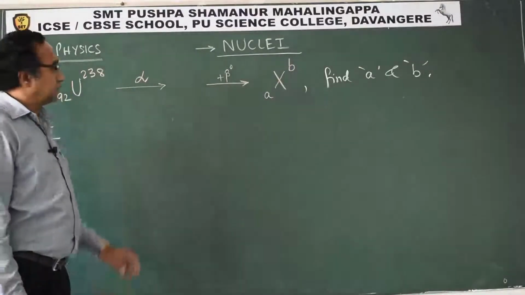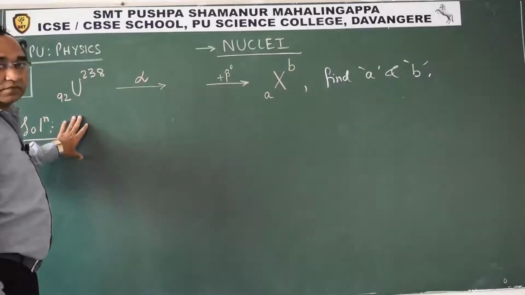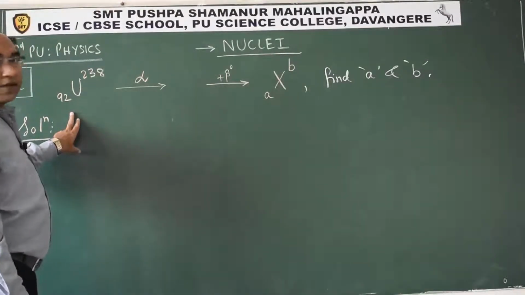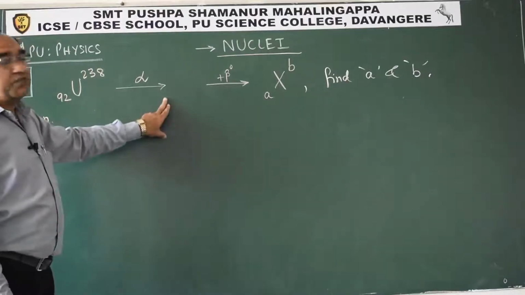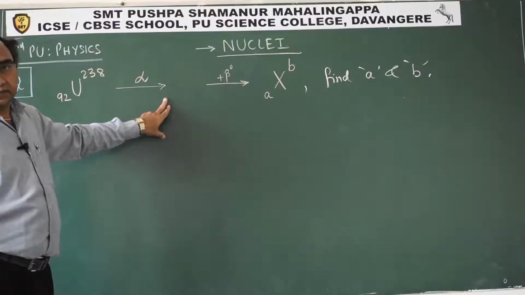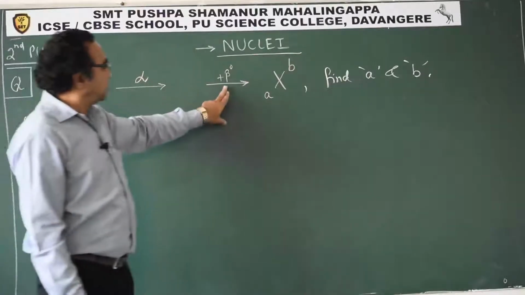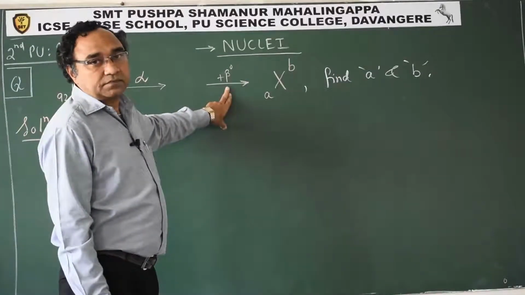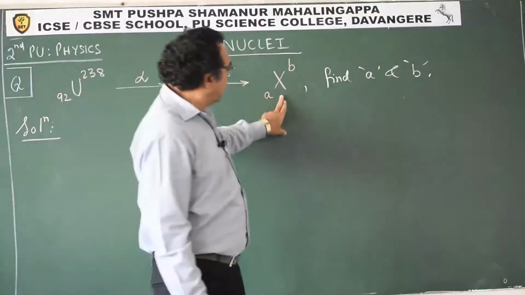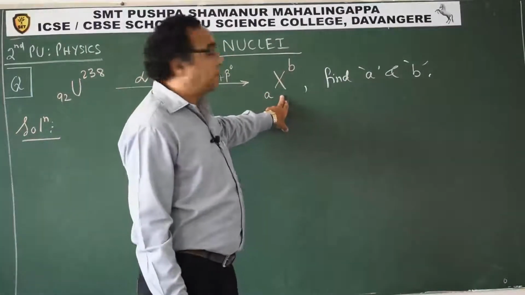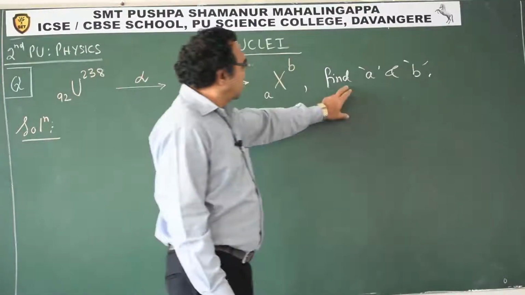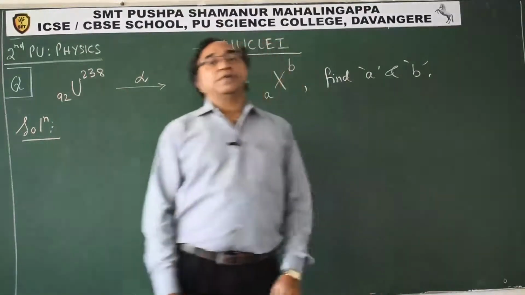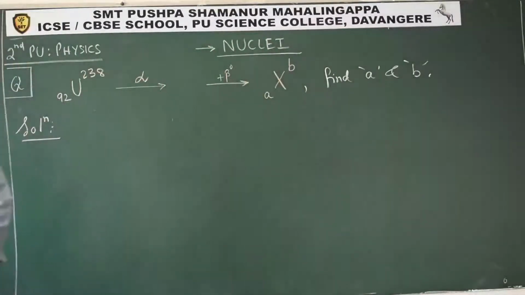Now students, what we find here is one particular nuclei, this 92U238, is emitting one alpha particle and one plus beta particle. Thereby it forms a daughter nuclei which is of this type A and B. So the question is, find A and B. So we have to find the value of A and B.